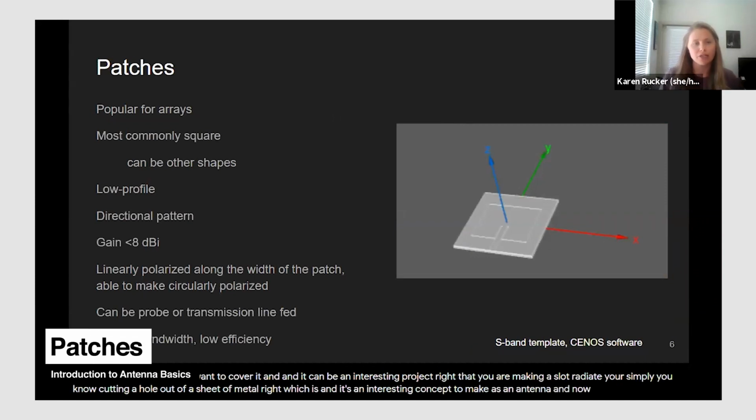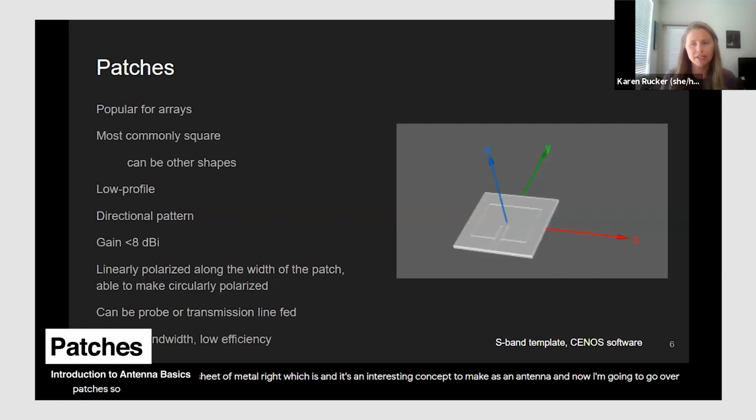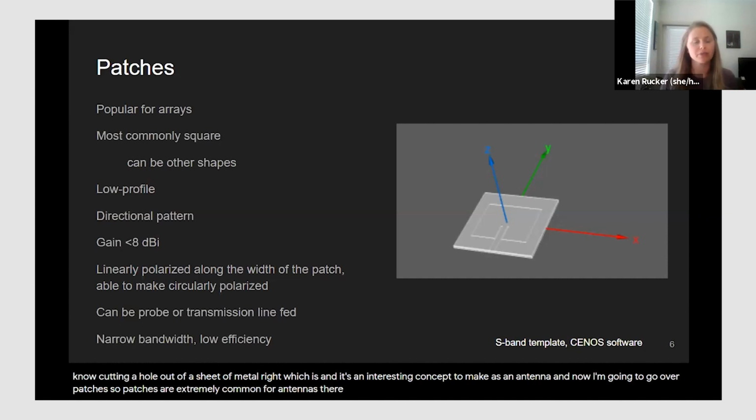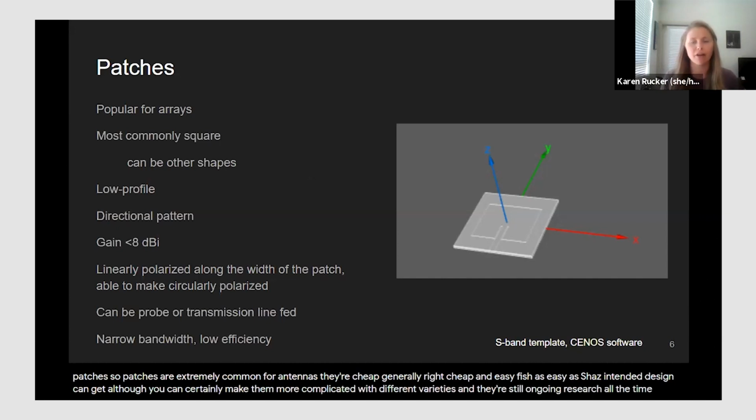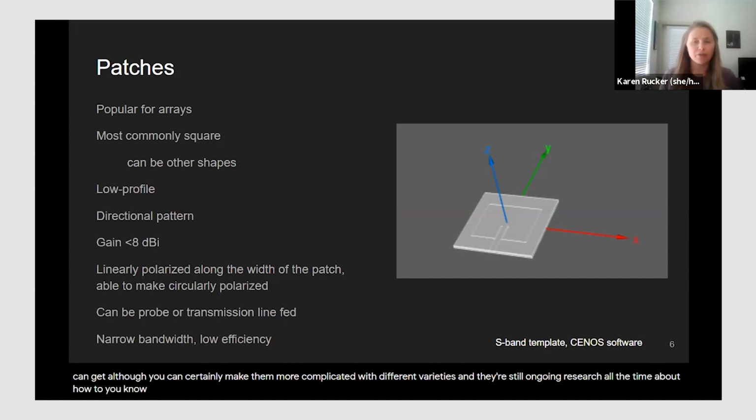And now I'm going to go over patches. Patches are extremely common for antennas. They're cheap generally, right? Cheap and easy-ish as antenna design can get. Although you can certainly make them more complicated with different varieties, and there's still ongoing research all the time about how to improve gain or bandwidth or polarization. And you use them a lot in antenna arrays.